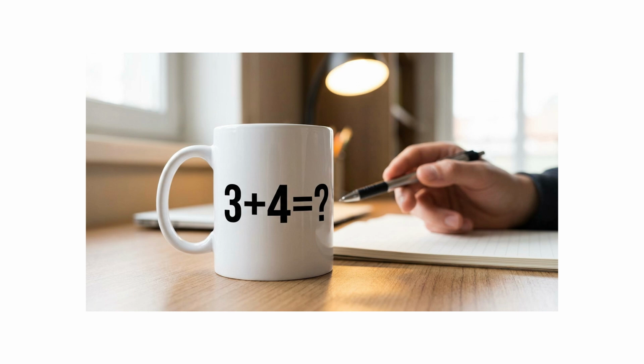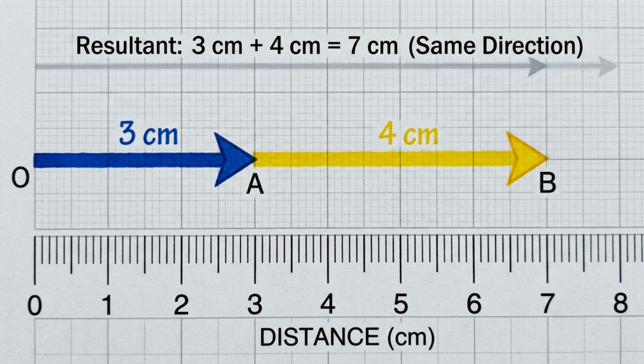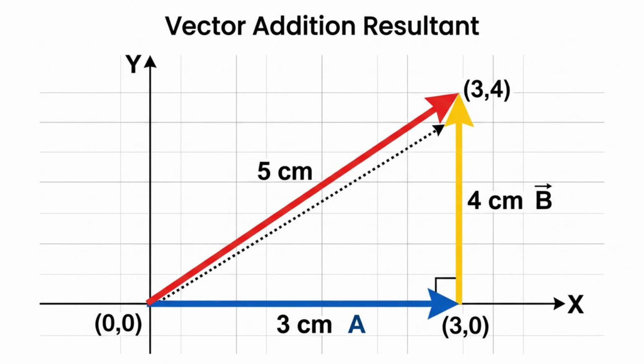Let us first start with 3 plus 4. Is it always 7? 3 and 4 in the same direction is said, but we should mark the words that it is in the same direction. For a second, let us think 3 and 4 are in perpendicular directions. 3, 4, by Pythagoras theorem, we know that it is 5 centimeters.